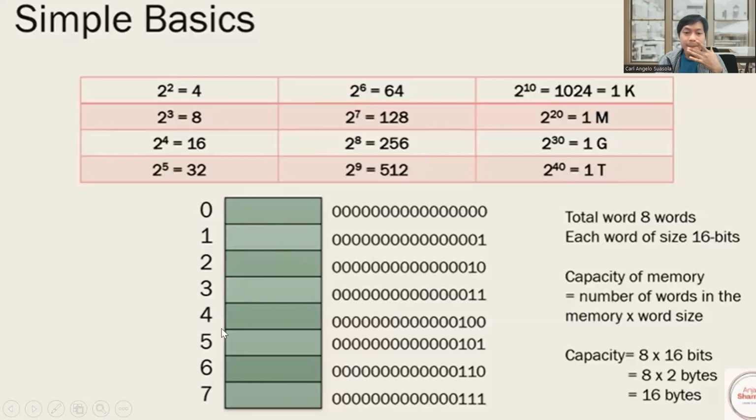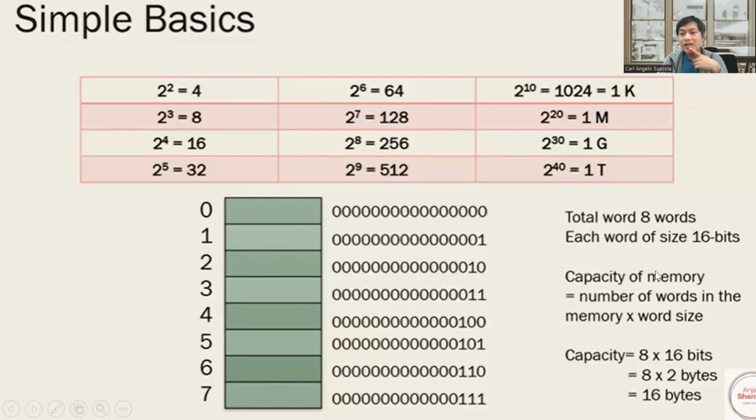So, example, here is a representation of 16 bits, no? If we have a total of 8 words, each word is of size 16 bits, no? Each word will have 16 bits. So we can get the capacity of memory, which is equal to the number of words in the main memory times the word size. So given here the word size, which is 16 bits, and your number of memory, which is 8 words, no? 8 times 16 bits.